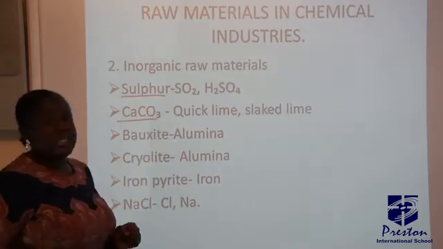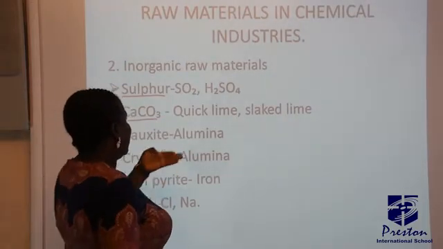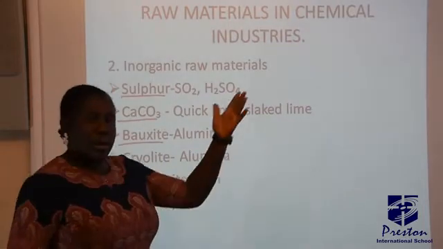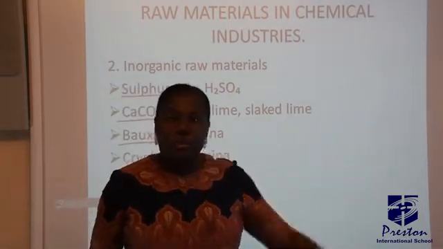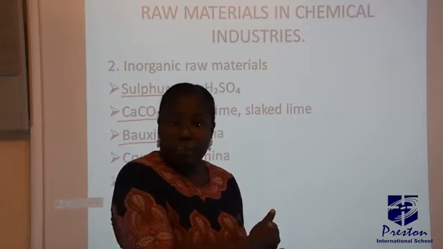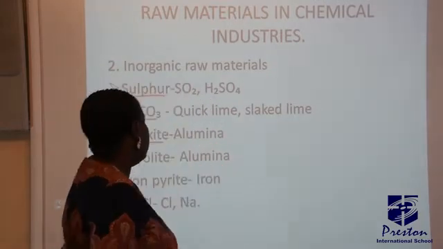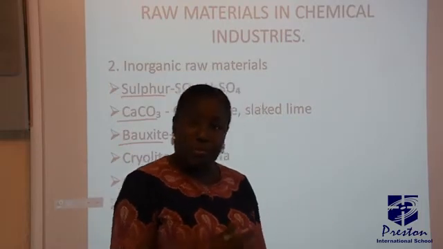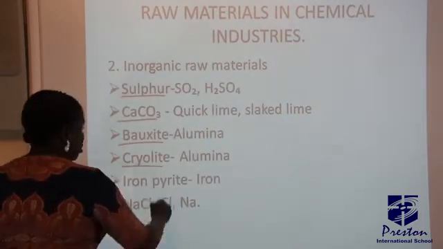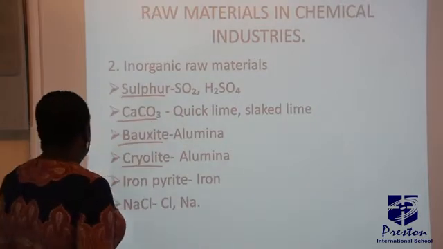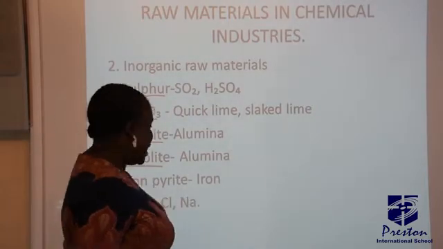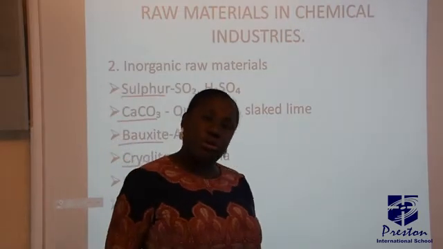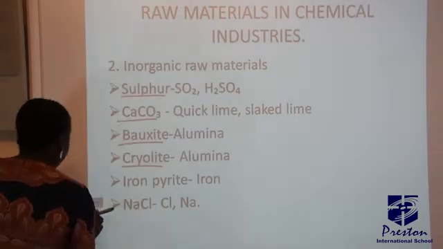From calcium carbonate, you can get your quicklime, you can get your slaked lime. From bauxite, remember, we treated this before we proceeded on the break. From that bauxite, you can get your aluminium, which can be further processed. From your cryolite also, you can get your aluminium. From your iron pyrite, you can get iron. And from sodium chloride, by electrolysis, you can get your sodium and you can get your chlorine.